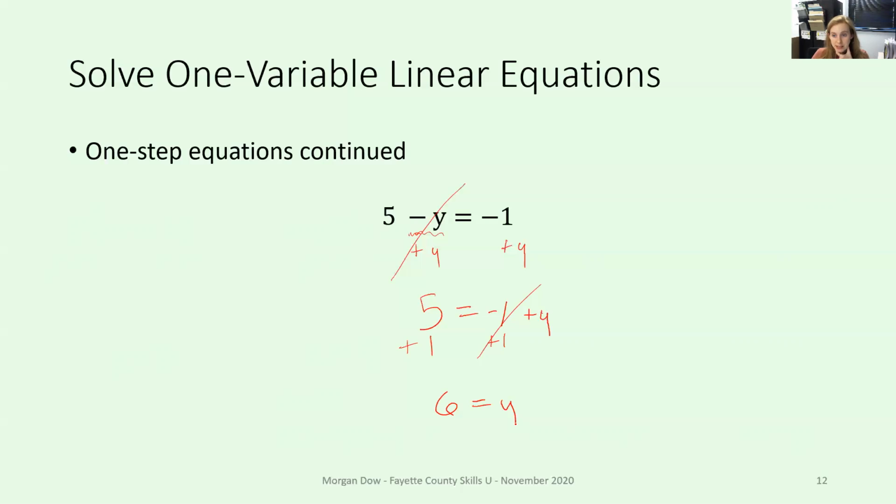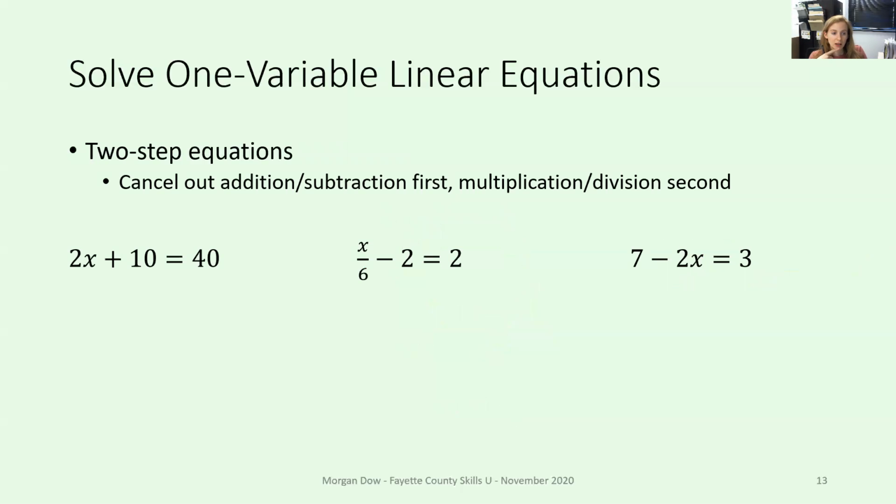Y equals 6. And we can double check our answer by replacing y with our solution. So 5 minus 6, not 5 minus y, 5 minus 6. Does that equal -1? Yes, it does. So we were correct. So when you have this situation where you are subtracting a variable, one way you can deal with it is basically by moving the variable to the other side of the equal sign so that it becomes a nice positive variable for you to deal with.